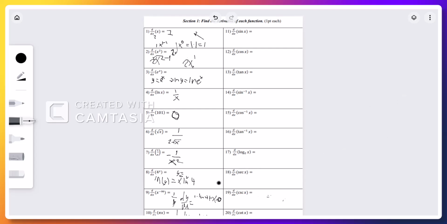I'm going to clear up some space. As you can see, we're looking for dy over dx equals ln of 4 times y, because we're multiplying y from the left. So this is going to be y equals 4^x. So you're going to get 4^x times ln of 4. So now we're going to put that in the box.